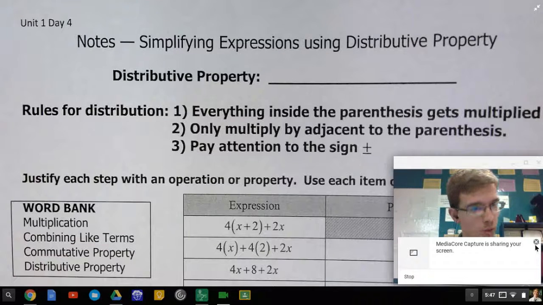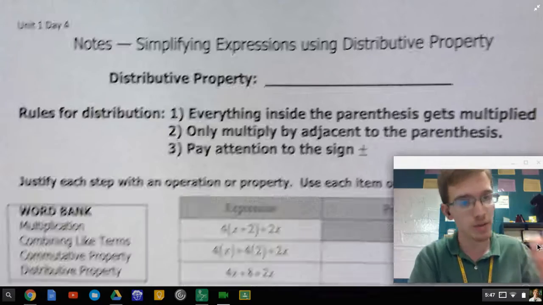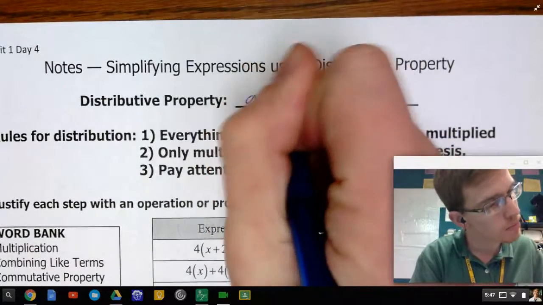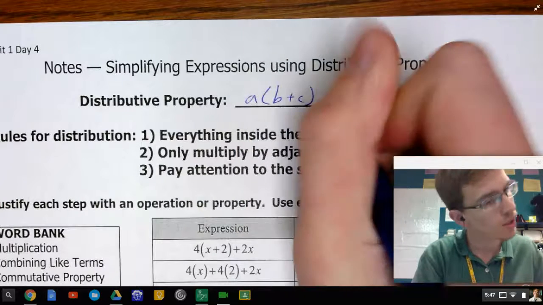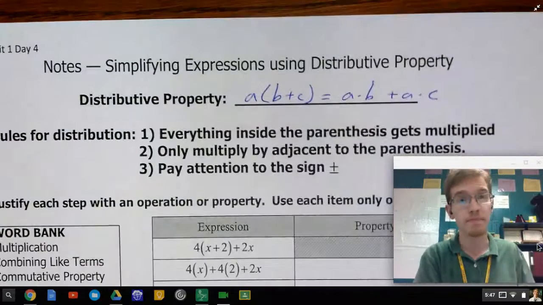Unit 1, Day 4. Simplifying expressions using the distributive property. Okay, so as a refresher, the distributive property is A times (B plus C) equals A times B plus A times C.